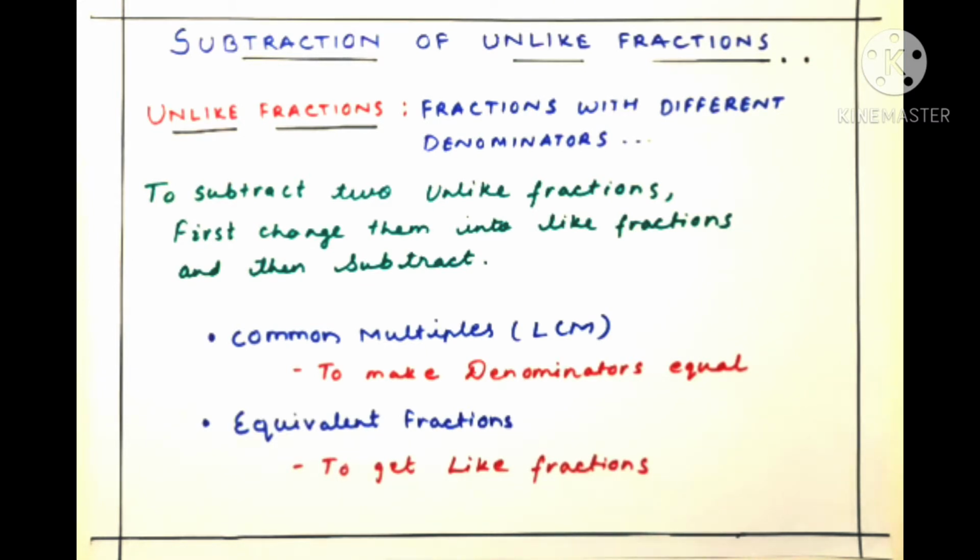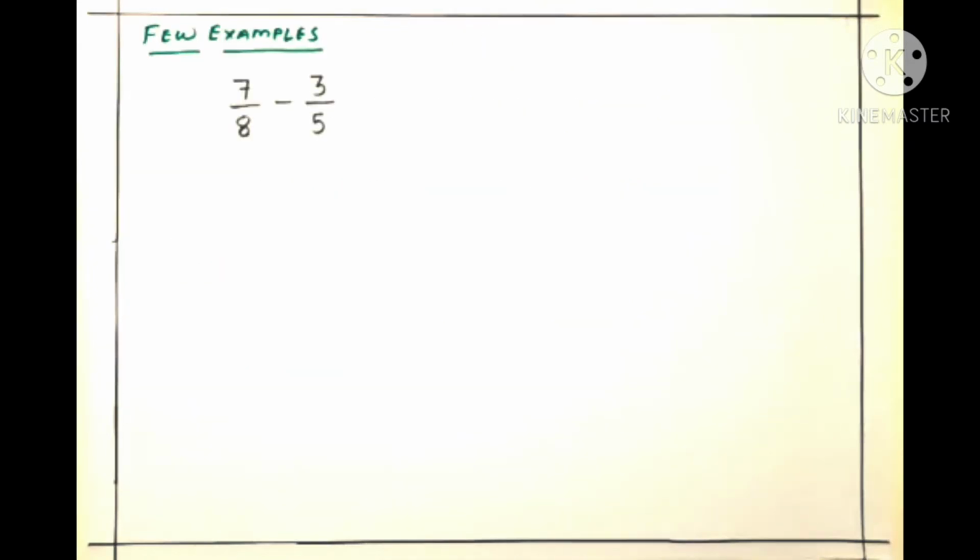To do so, we will be using two concepts. One is finding the common multiple, that is the LCM, to make the denominators equal so that we get a same denominator, or we can say a common denominator, and then finding the equivalent fractions so that we get like fractions to subtract. Now let's see some examples related to this. So let's take an example.